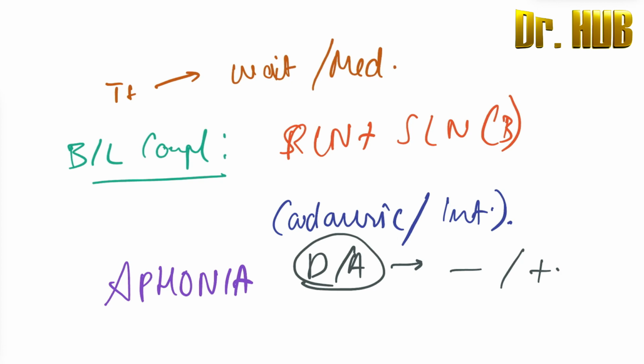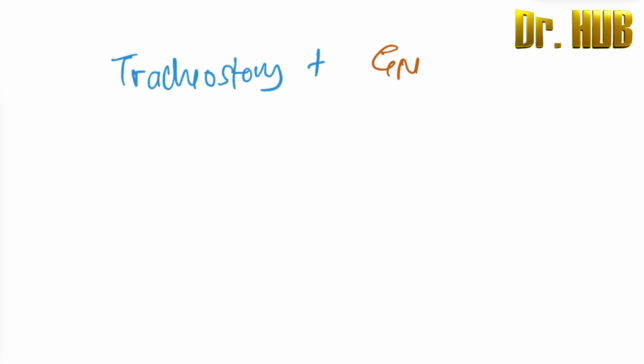And when you move on to the treatment, it will be tracheostomy. Tracheostomy is similar to that of the bilateral abductor. There also we had tracheostomy. So in terms of bilateral complete, it is tracheostomy. This was one. And along with this, there is also epiglottopexy as well.